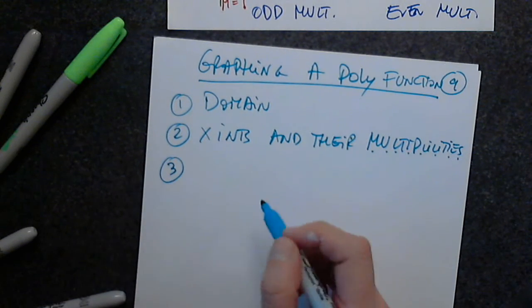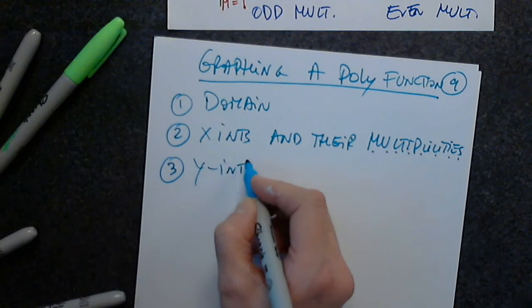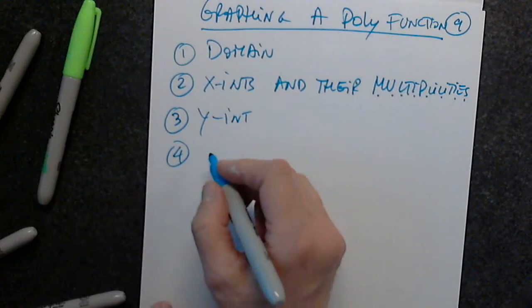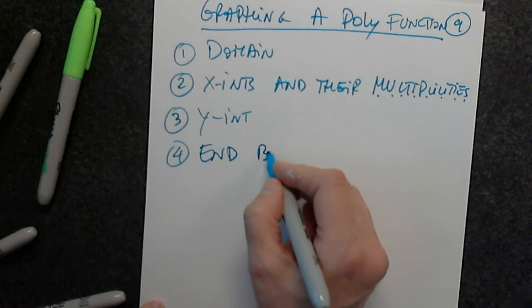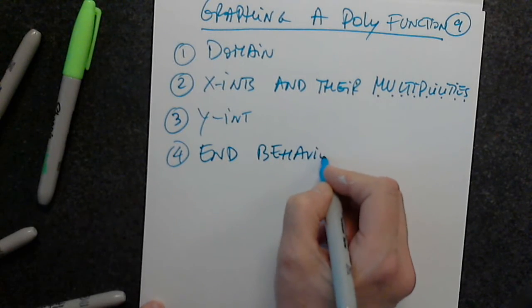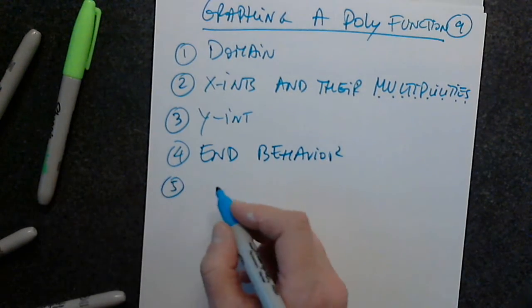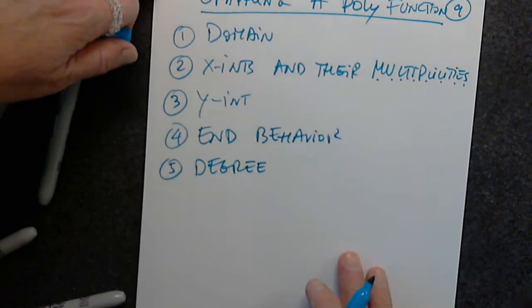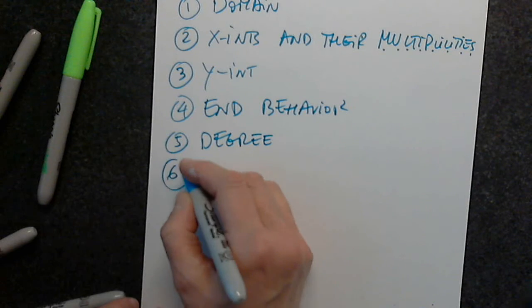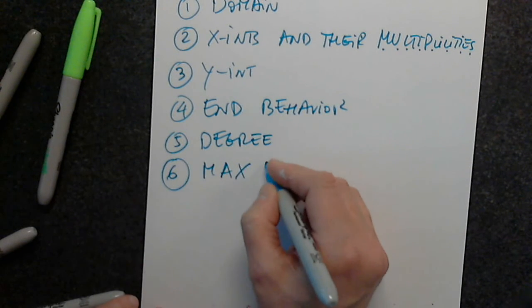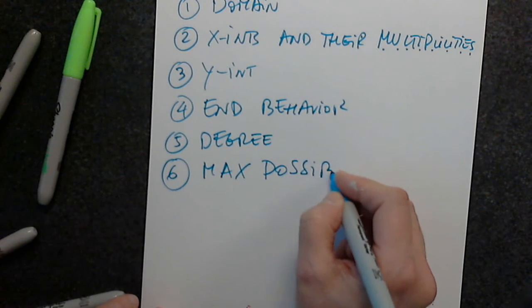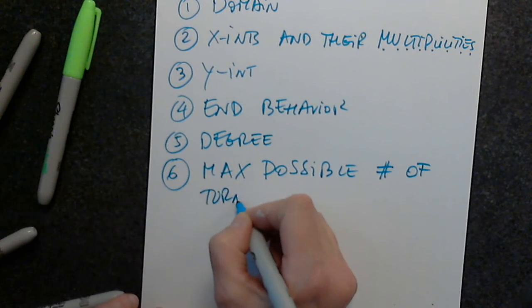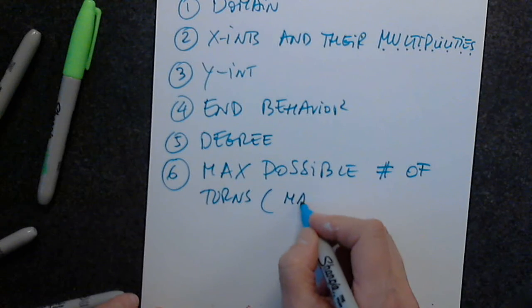Three, y-intercept. Four, of course, end behavior. Five, degree. Six, max possible number of turns. By a turn, we mean a max or a min.